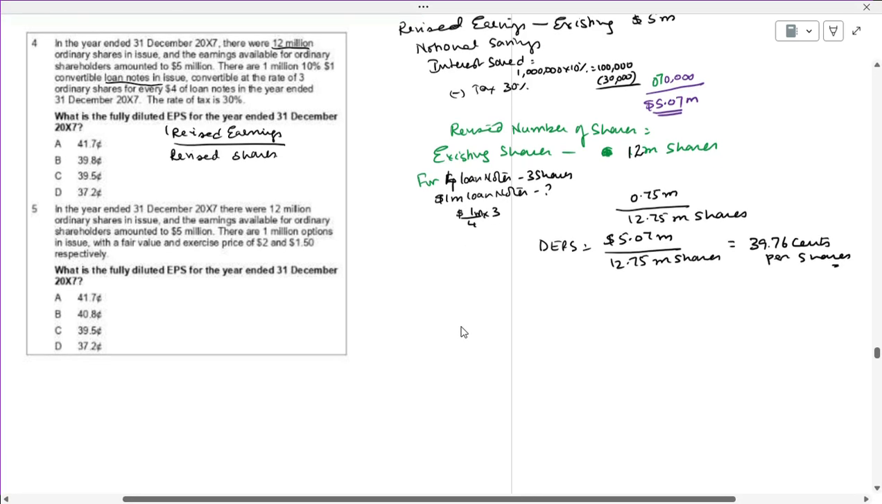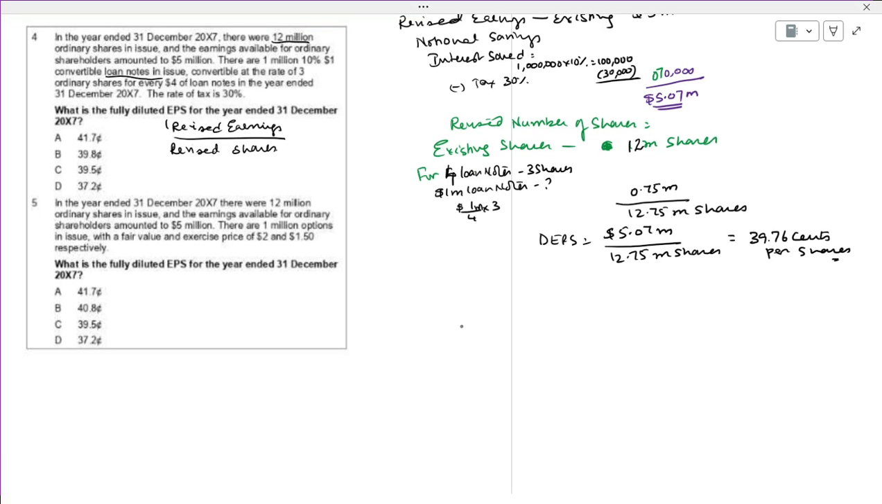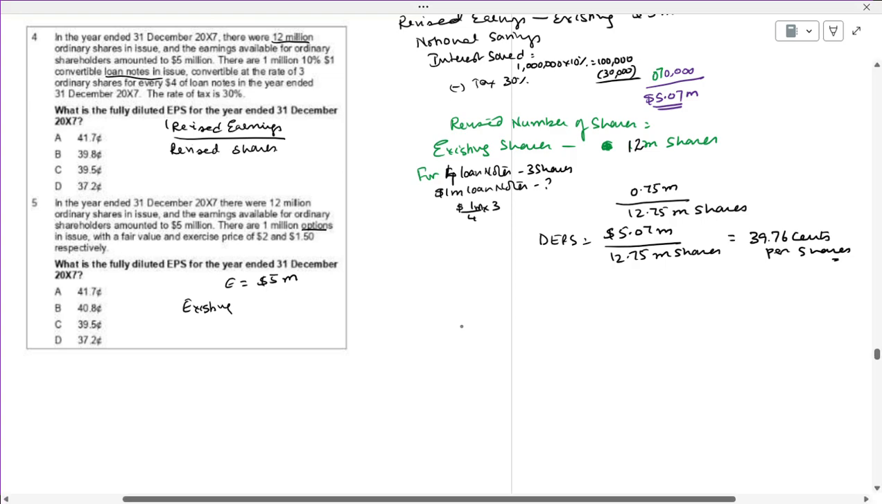Fine. Now, in the year ended 31st December, there are 12 million shares. The earnings available is 5 million. 1 million options, okay? Fair value, exercise price, okay? Very simple, very straightforward. Earnings are 5 million, we don't have any problem with earnings. Now, how much will the shares be? Existing shares are 12 million, okay? 12 million shares.